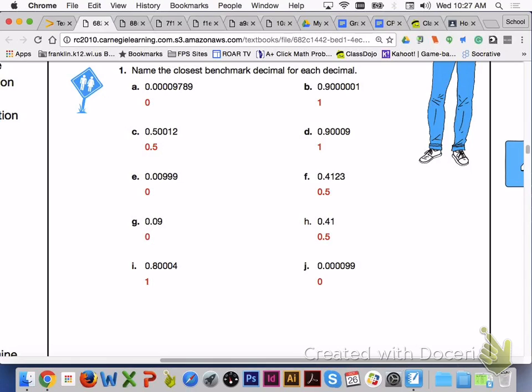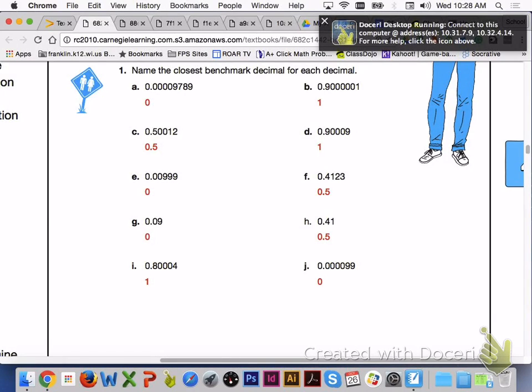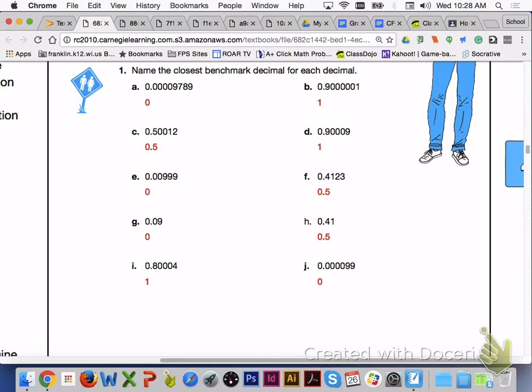The benchmark decimals for each decimal in number 1: letter A, 0; B, 1; C, 5 tenths; D, 1; E, 0; F, 5 tenths; G, 0; H, 5 tenths; I, 1; and J, 0.